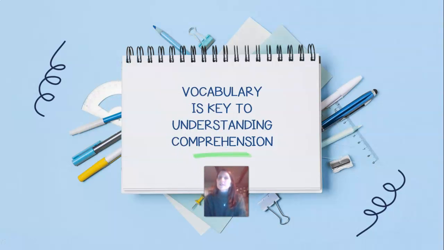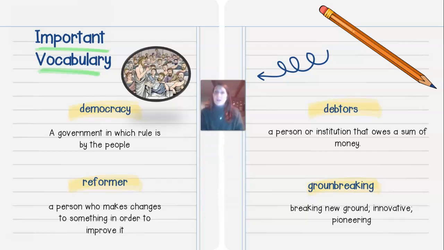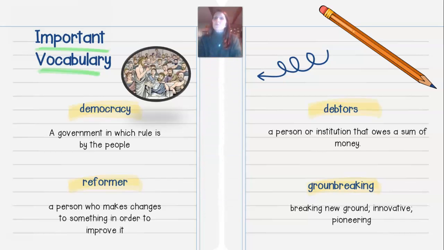And then vocabulary is key to understanding comprehension. So democracy is a government in which rule is by the people. Reformer is a person who makes changes to something in order to improve it. Debtor is a person or institution that owes a sum of money. And then groundbreaking is breaking new ground.